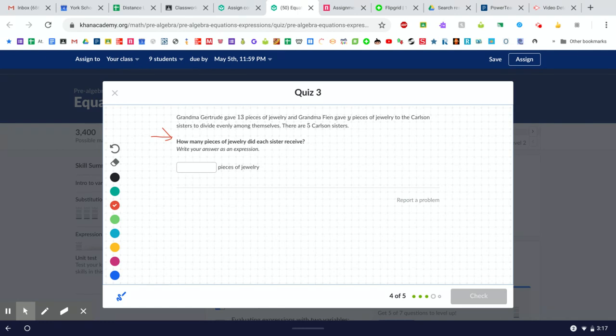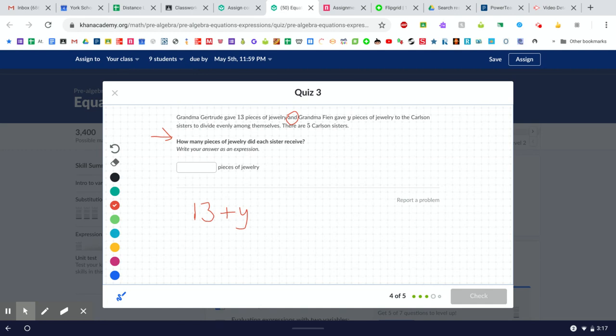So how are we going to find the total amount of jewelry given by both grandmas? How do we find 13 pieces from one and Y from another? I think one key word is "and." In this case, "and" means addition. We're adding these all together into one big pot of jewelry, right? Before we divide it up by 5 sisters. So that's going to be 13 pieces of jewelry from Grandma Gertrude and Y pieces of jewelry from Grandma Thien.